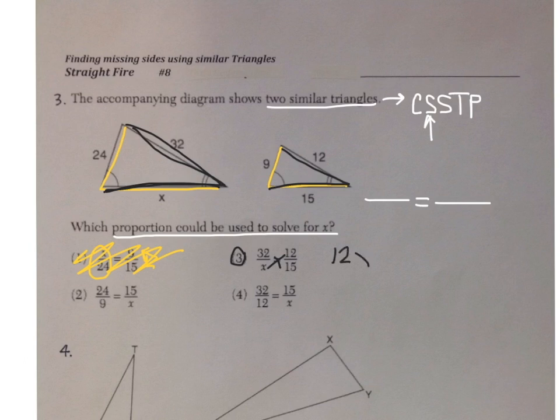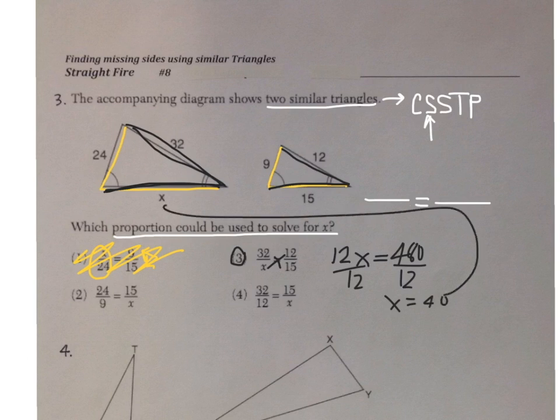So 12 times x is 12x. 15 times 32 is 480. And then dividing by 12 tells us that x is equal to 40. If you look at the picture, it does make sense. The 15 was the longest side in the small triangle, so this should be the longest side in the bigger triangle.